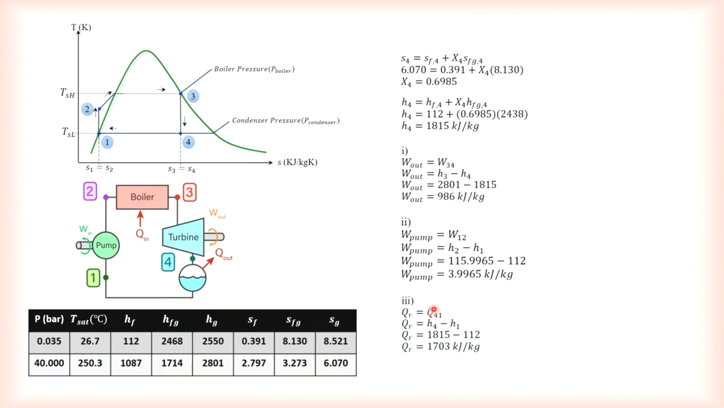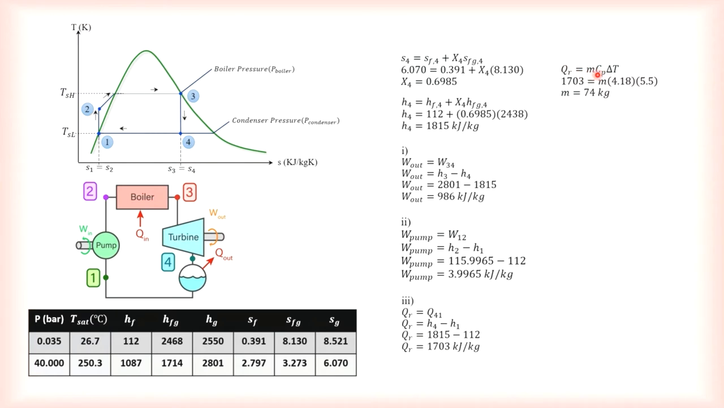Then that is heat rejected, 4 to 1. So you can take H4 minus H1, that is heat rejected. Then you can find out, based on heat rejected, one part of the question asks us to find the amount of cooling water that is required to cool down the vapor refrigerant so it becomes saturated liquid, right?